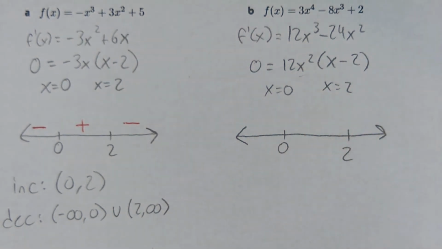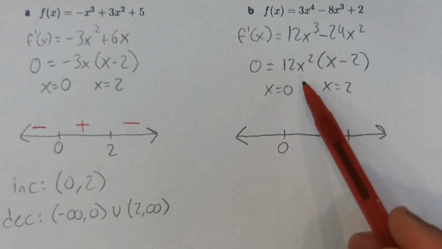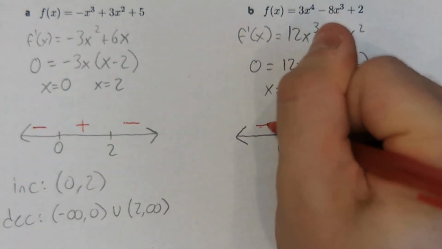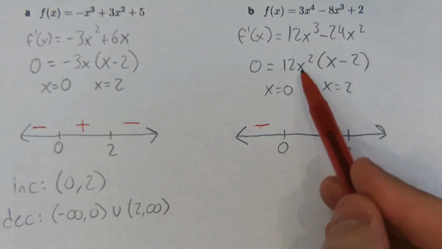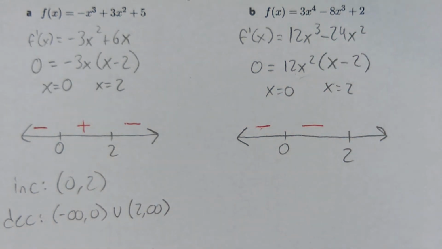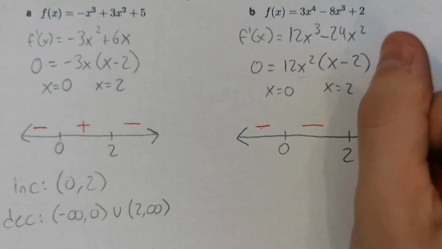Testing intervals. Negative 1. This number on the outside, it doesn't matter what you plug in, it's always going to be positive, which is cool. So if I plug in a negative 1, I have positive times negative. If I plug in 1, I get positive times negative. See? It doesn't always oscillate. If I plug in 3, positive times positive.